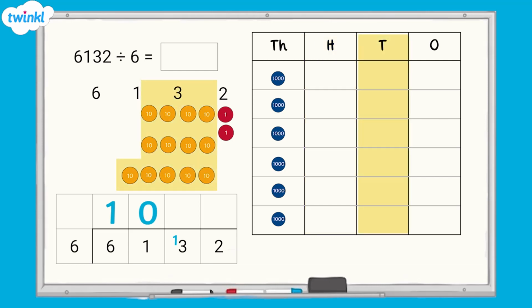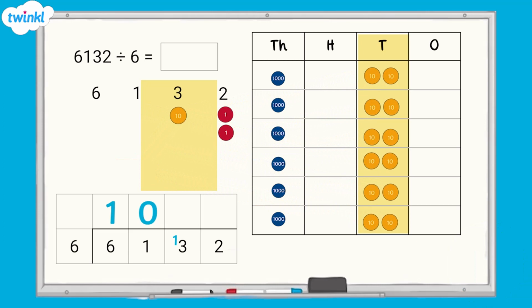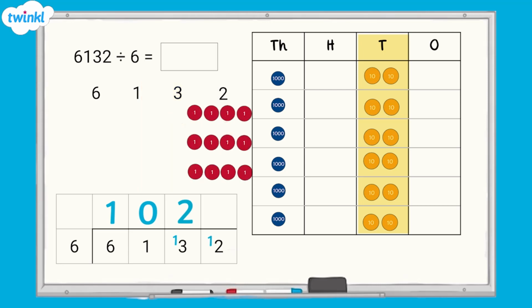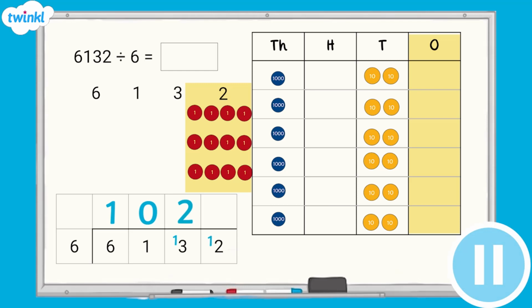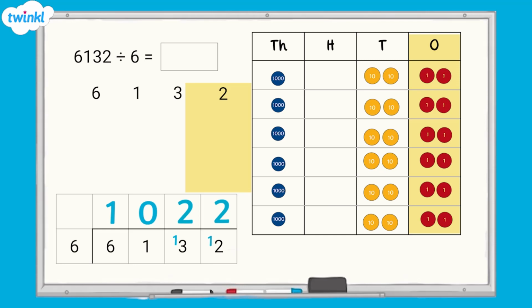Next, divide the tens. Pause here and complete this step. 13 tens divided by 6 equals 2 tens, and we have 1 ten left over. So we write 2 in the tens column above the dividend, and then we exchange the remaining 1 ten for 10 ones. We now have 12 ones. Finally, divide the ones. Pause here and complete this step. 12 ones divided by 6 equals 2 ones with none left over. So 6,132 divided by 6 equals 1,022.